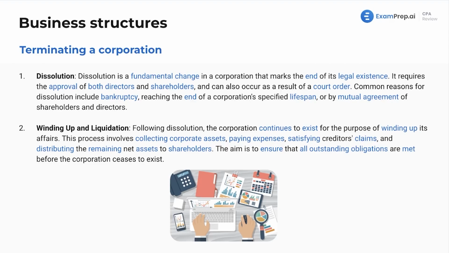Now, talking about terminating a corporation, dissolution is a fundamental change. Obviously, as we talked about, it marks the end of its legal existence. It requires the approval of both directors and shareholders and can also occur as a result of a court order. Common reasons for dissolution involve bankruptcy, reaching the end of a corporation's specified lifespan, or mutual agreement of shareholders and directors. Again, generally speaking, it's going to be through bankruptcy. You're not going to find anyone taking the action to close down a company because then you're going to be the one to cut off potential future profits, right?